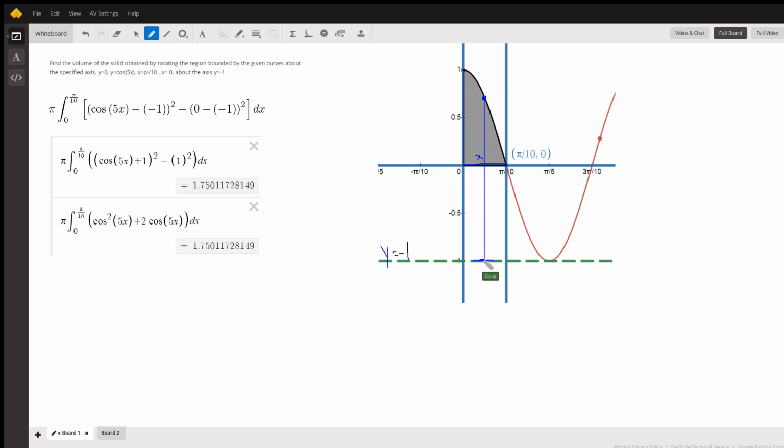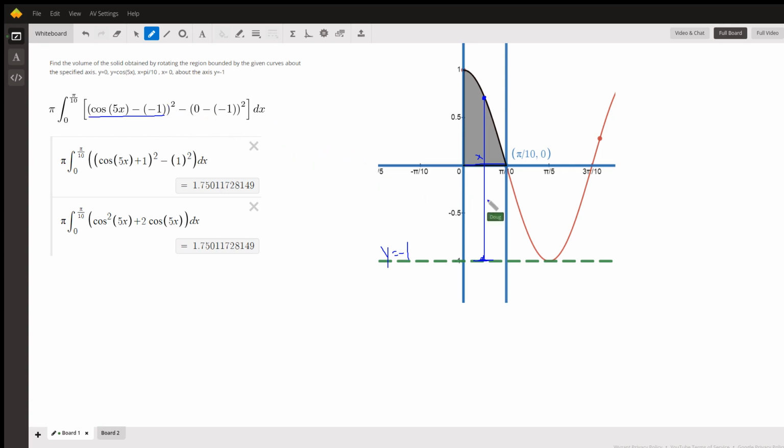The y coordinate at the bottom is -1. So an algebraic expression for the length of that line is the cosine of 5x minus a -1. There is the outer radius. We're going to square that.